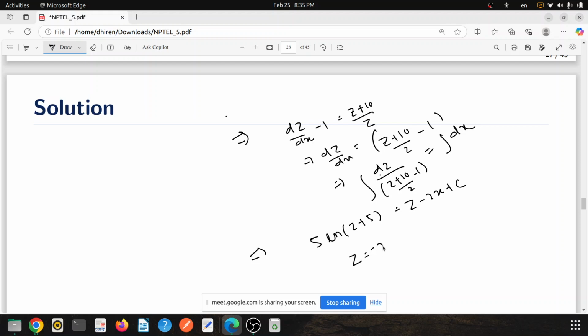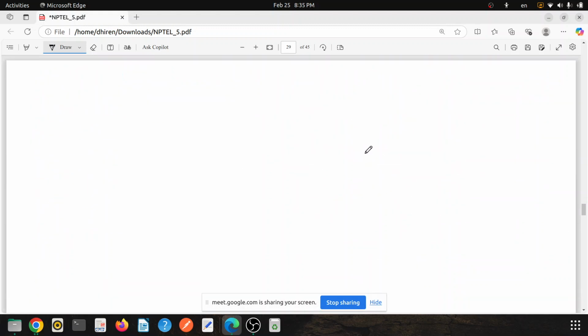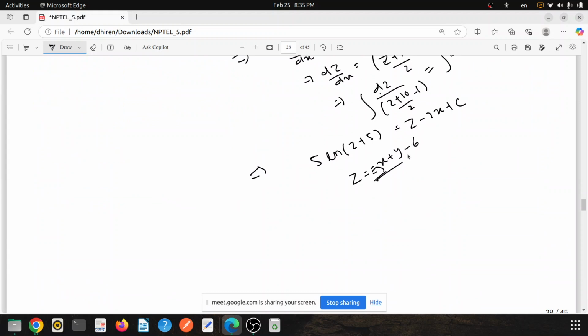Then you can substitute z equal to x plus y minus 6, as in the previous substitution. After substitution you can apply the boundary condition that y at x equal to 0 is equal to 2, and you will get c1 equal to minus 2. Substituting the value of c1, you will get 5 ln of (x plus y minus 1) equal to y minus x minus 2. This is the solution of the given first order ordinary differential equation.